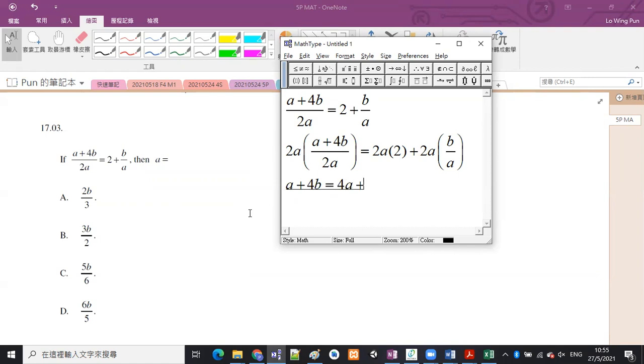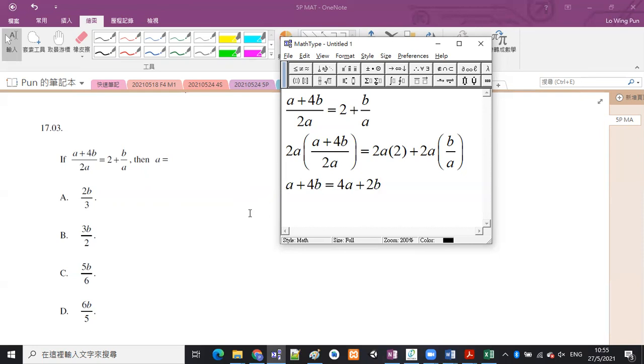And then for this term, something special happened here. 2a and this a have a common factor which can be cancelled, which is the a. So what is remaining is 2 and b. That is 2 times b, that is 2b. You're still following? After cancelling the fractions, I go back to look at the question.